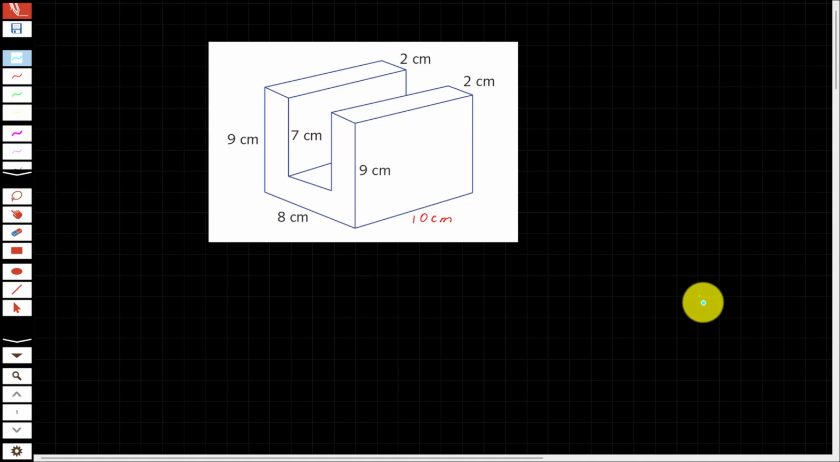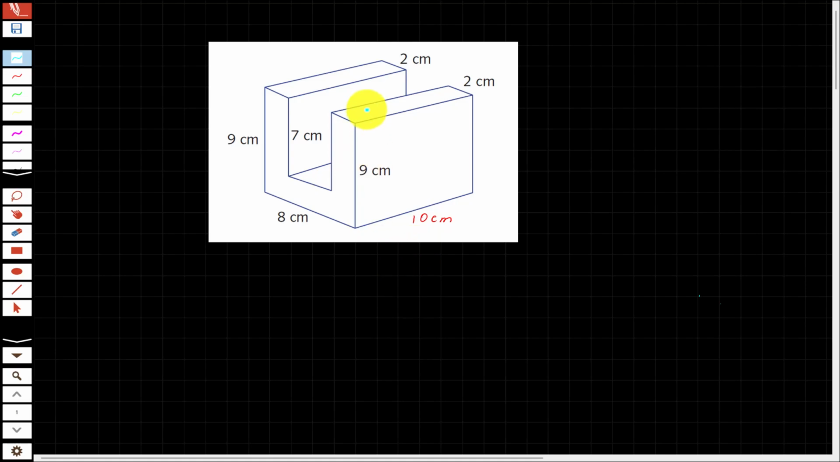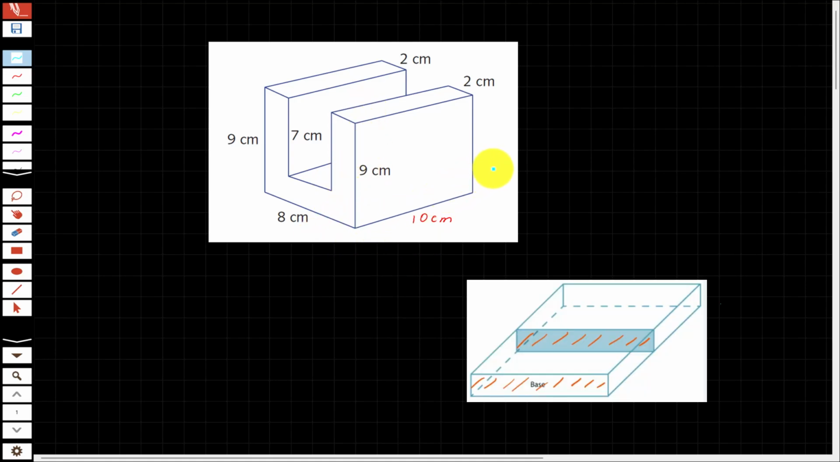In this video we're going to calculate the volume of this object. Firstly we need to pick a side to calculate the area, or a number of different sides if we're going to break the object into sections. Calculate the area first, then multiply that area through the depth of the object. The area needs to be the same all the way through the depth.